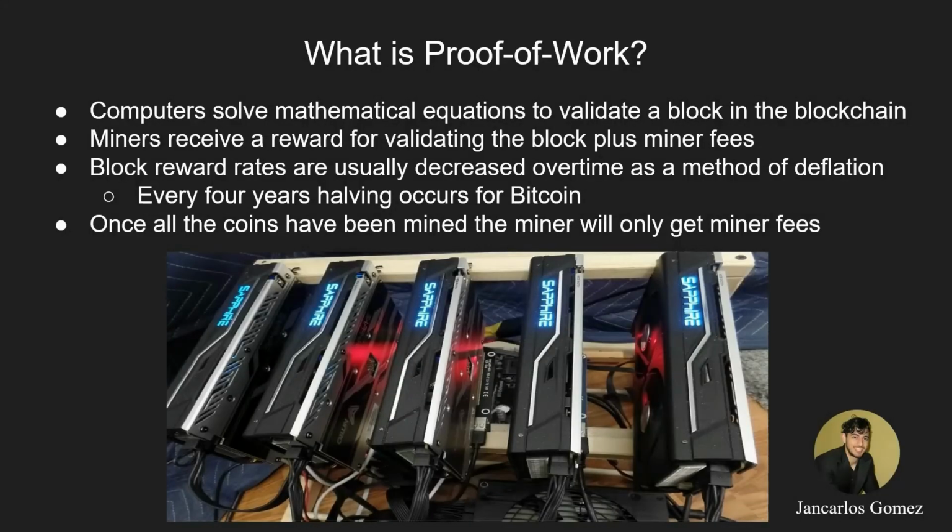What is proof of work? Well, computers solve mathematical equations, which are used to validate a block in the blockchain. The miners receive a reward for validating the blocks plus a miner fee. The block reward rates are usually decreased over time as a method of deflation. Every 4 years, the amount that you would obtain from mining Bitcoin is halved. This is done as a method of deflation. Once all the coins have been mined, the miner will only get miner fees. On the bottom, we can see some graphic cards which are used to do these equations to validate a block.